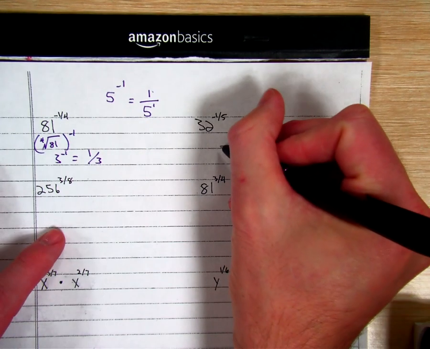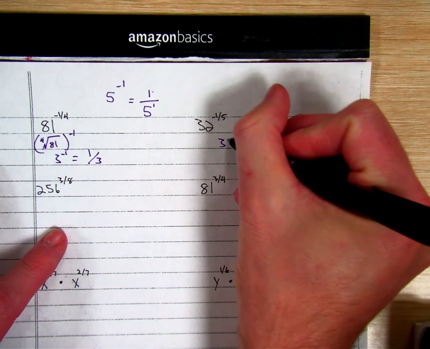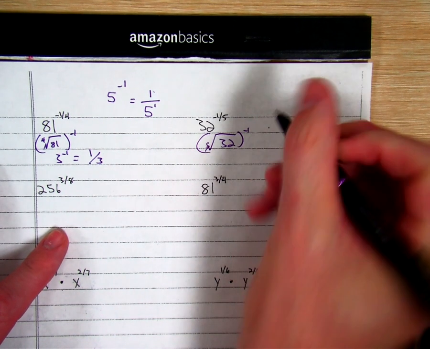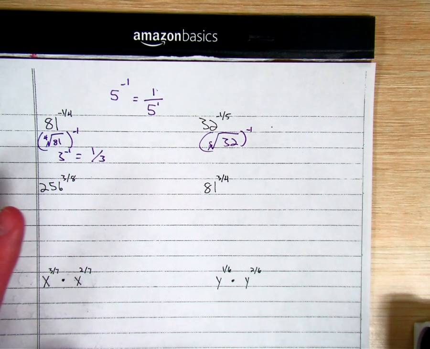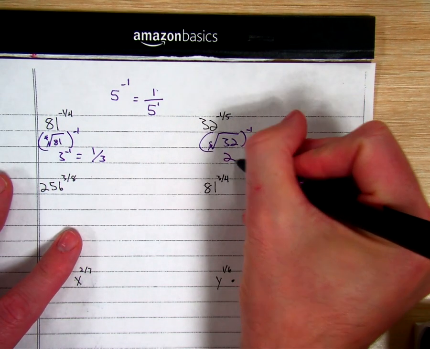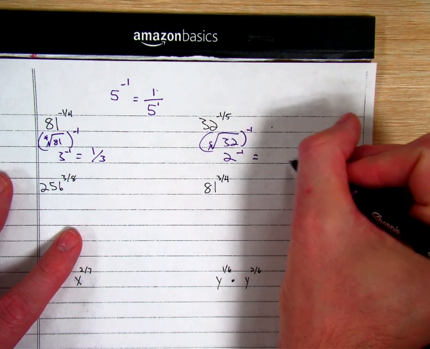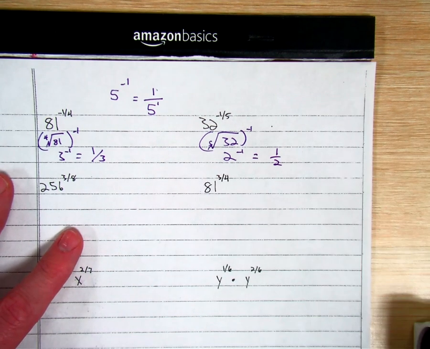Alright, 32 to the negative 1/5 power. I'm going to do the 5th root of 32, and then we're going to do the negative 1, which is basically going to flip it. So the 5th root of 32 is 2, and then the negative 1 power gives us 1 over 2.